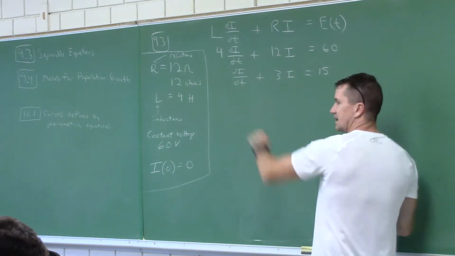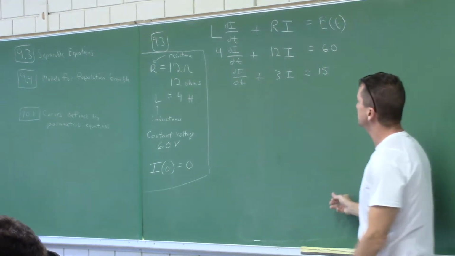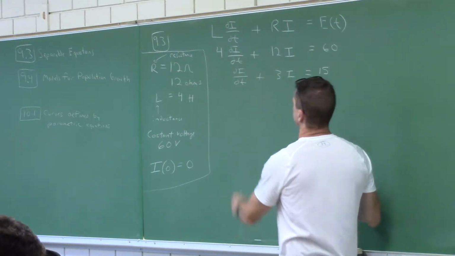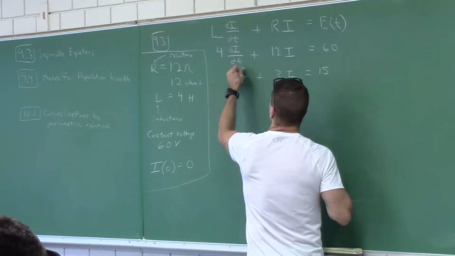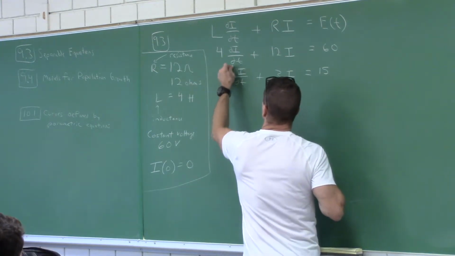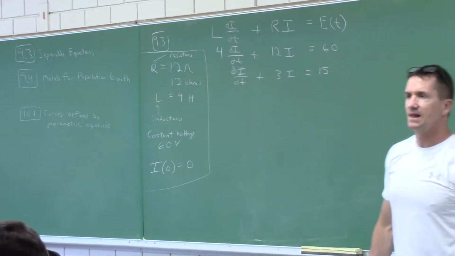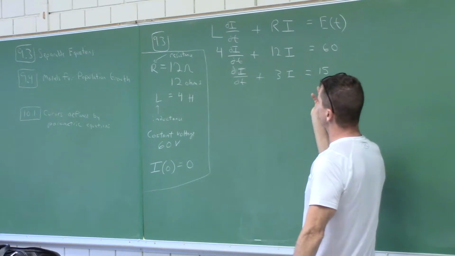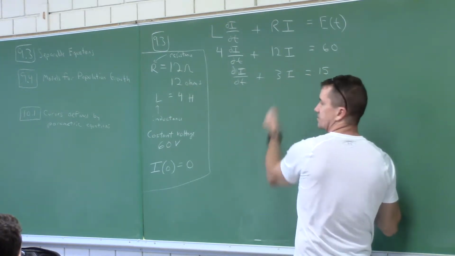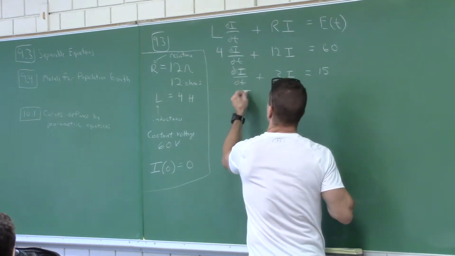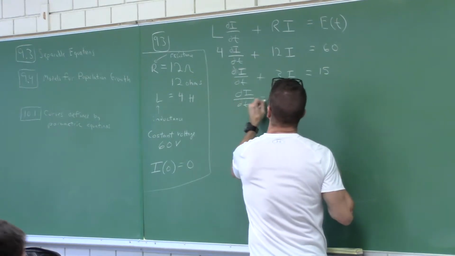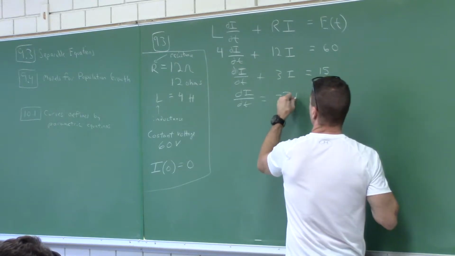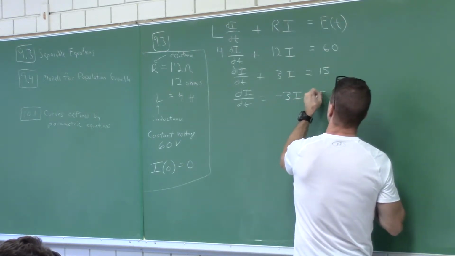Let's get the i's on the left and the t's on the right. Well, how do we do that? We got to get the i's on the left, the t's on the right. This is with respect to time. We're going to put the lowercase t on the right. Well, I can subtract the 3i on both sides, right? di dt equals 15 minus 3i, or negative 3i plus 15.